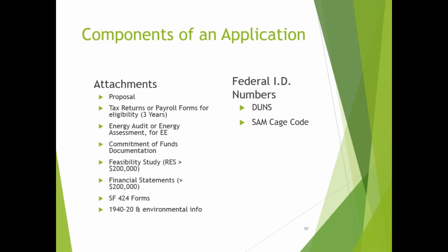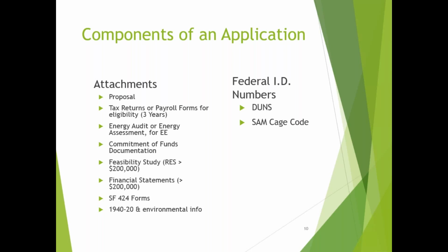It's the DUNS, which is the Dun and Bradstreet number. And that is a unique identifying number that is free to get. I really stress the free to get, because there are scams out there that charge people to get those numbers, and you shouldn't ever have to pay for a DUNS number. And the second is the SAM CAGE code, which is the System for Award Management, which is the federal award management system, and you are also required to have that. You cannot get a SAM code unless you have a DUNS.